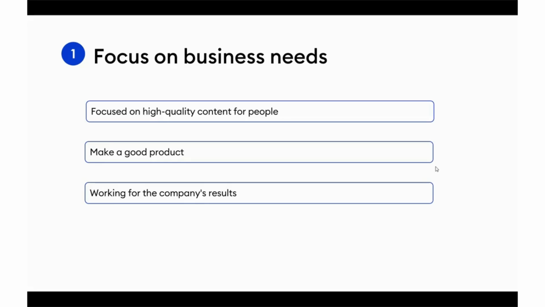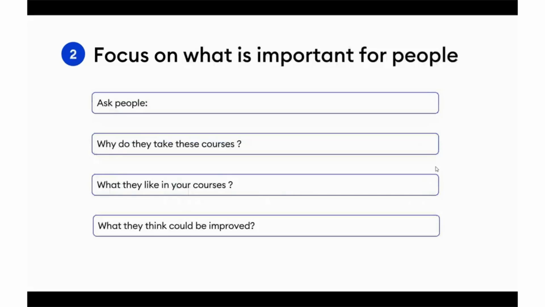Okay, so let's go to the next slide. The second sign of partnership is focus on what is important for people. Business is always great, but for sure we need to be focused on people.